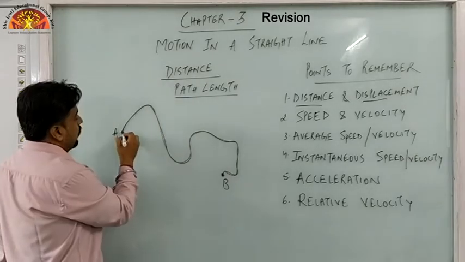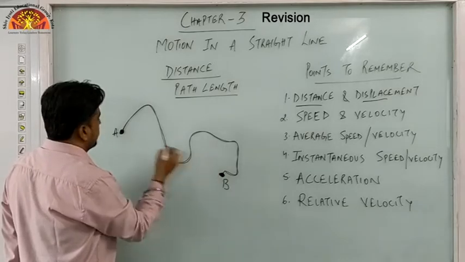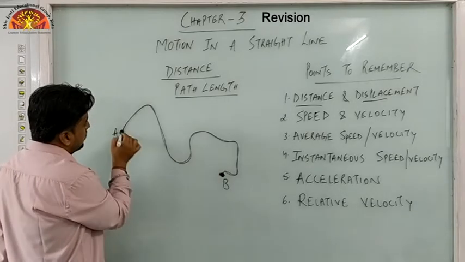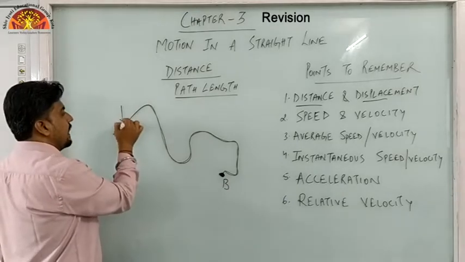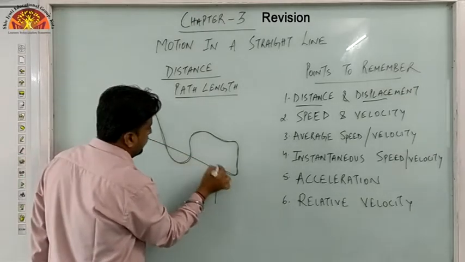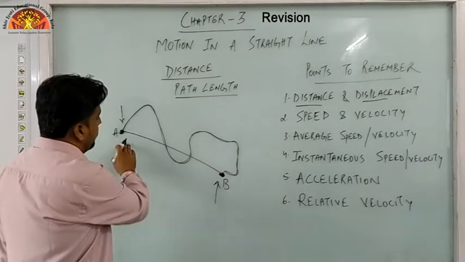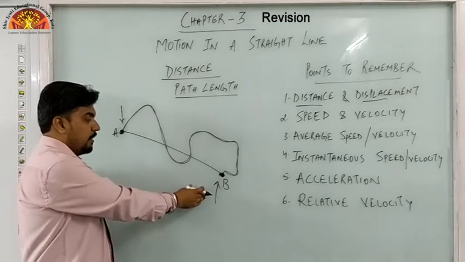And if we talk about displacement, the displacement would be the shortest distance between these two points, that is the initial position and the final position. The shortest distance possible between these two points would be this line AB. So this would be the displacement of it.